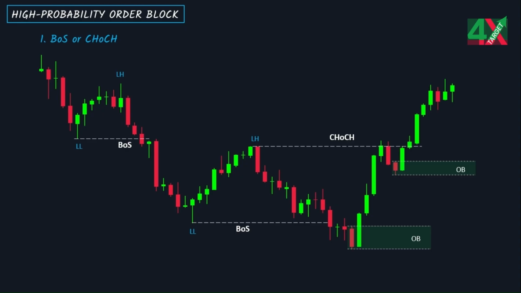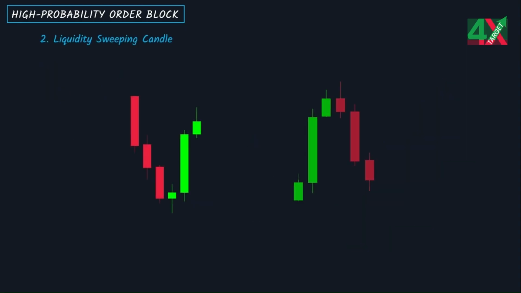Although order blocks are commonly defined as the last opposing candle before an impulse move, it's not that straightforward. The candle color, red or green, itself is not the most important factor. What truly matters is that the order block candle should be a liquidity sweeping candle.